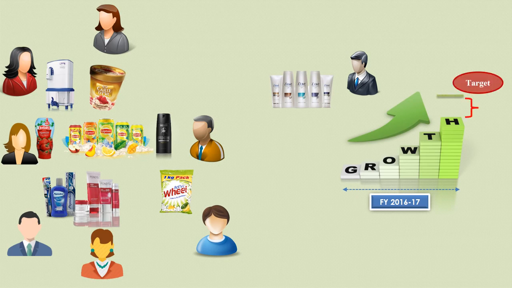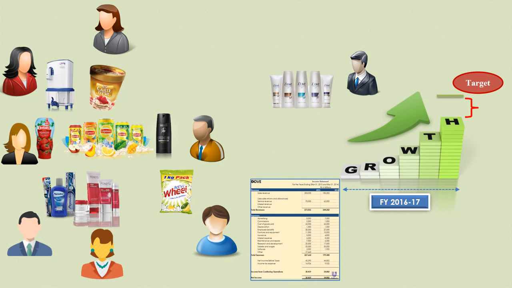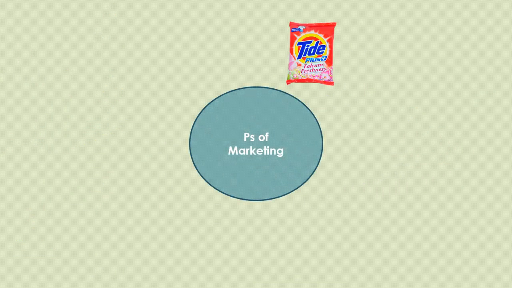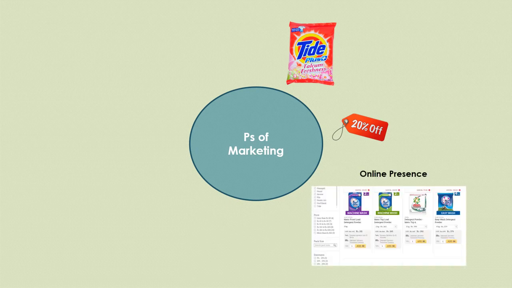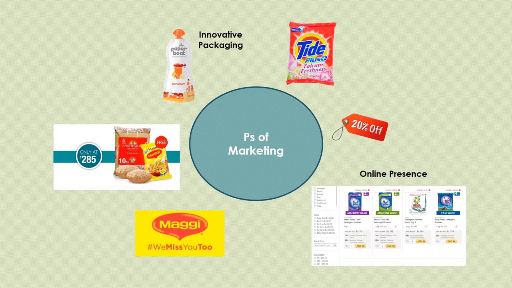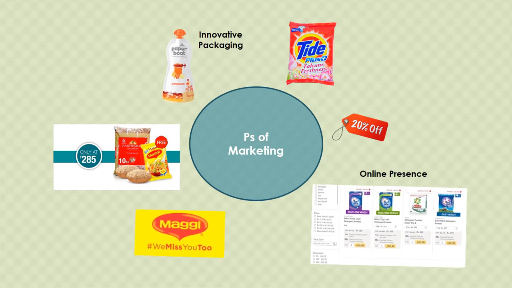If it is less than the target, it straight away reflects in the final profit and loss statement of the company, hence they will be questioned on that. To achieve sales targets, a brand manager has the liberty to play with anything amongst product, price, place, proposition, promotion, packaging, etc. However, the number of P's in your purview would be different in different companies.